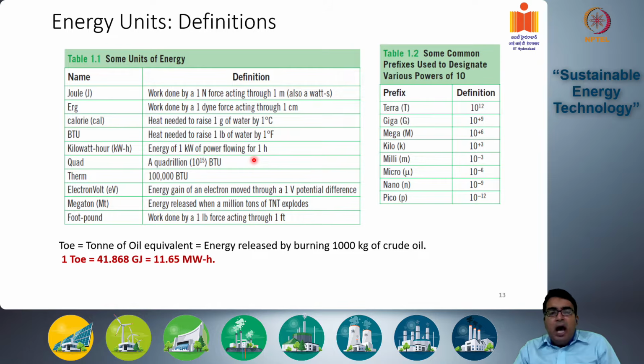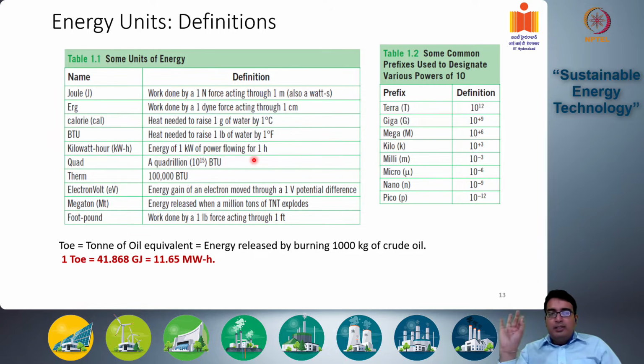Then you have large thermal units of energy. For example, 1 quad, which is 1 quadrillion, which is 10 to the power 15 British thermal units. So 10 to the power 15 BTUs is 1 quad. Again, a very common unit when looking at large units of energy when you come to coal, oil, etc. A somewhat smaller unit of energy is therm, which is 100,000 BTUs, so 10 to the power 5 British thermal units.